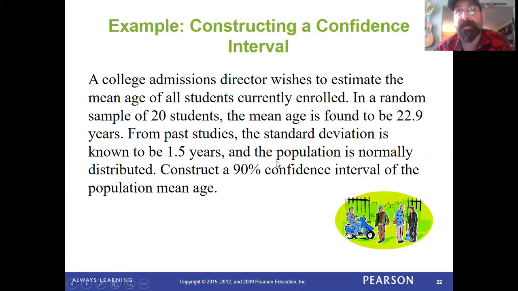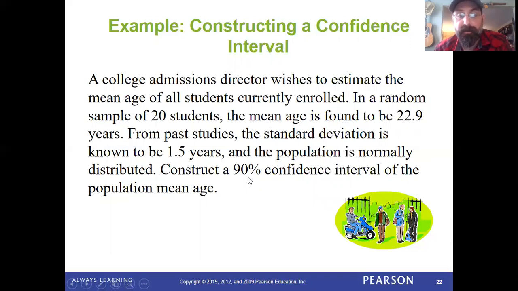The last thing we have to ask is, do we know what sigma is? Because since we have a small sample, S from a small sample is not always a very good approximation for sigma. The sample standard deviation from small samples is not always a good approximation for the standard deviation of the entire population. But they told us right here from past studies, the standard deviation is known to be 1.5. So we know sigma, we know the population is normally distributed. Central limit theorem part 2 will allow us to continue.